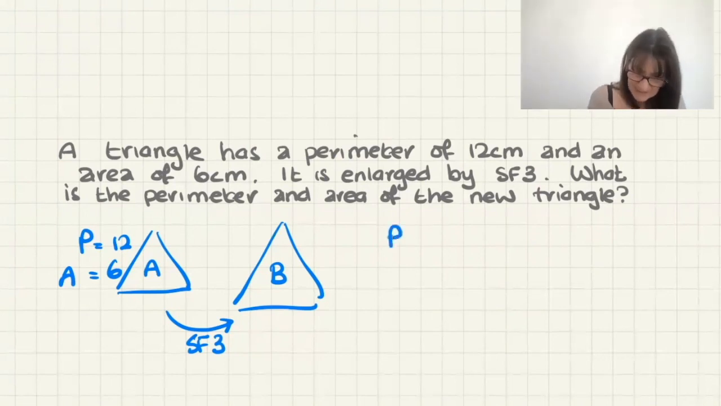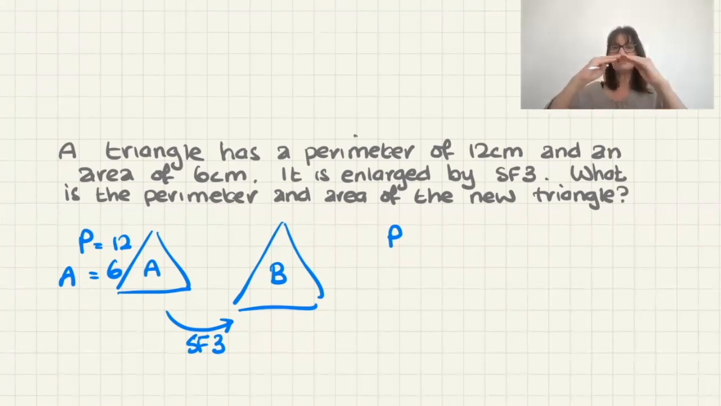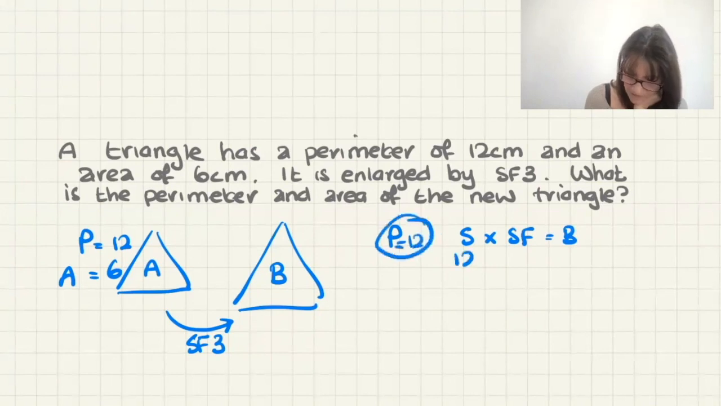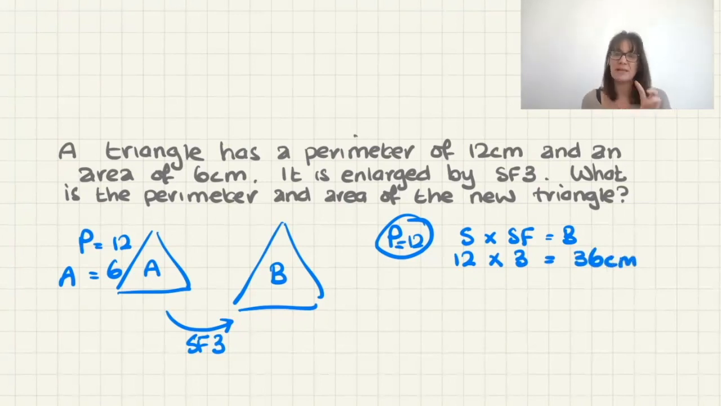The perimeter is just a length, isn't it? We add all the edges. Imagine if I unfolded the edges, it would open out into one straight long line. It really is nothing more than length. So if the perimeter is 12 on the small, okay, so it's going to be small times scale factor equals big. If the perimeter is 12, then 12 is going in here. The scale factor we know is 3. So the perimeter is 36 centimeters for the bigger one.